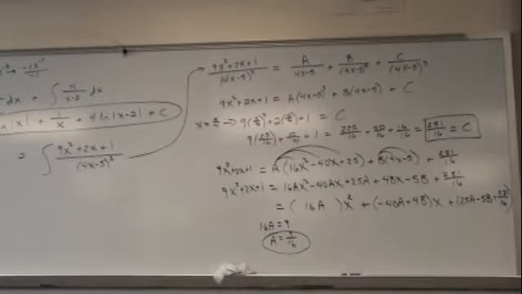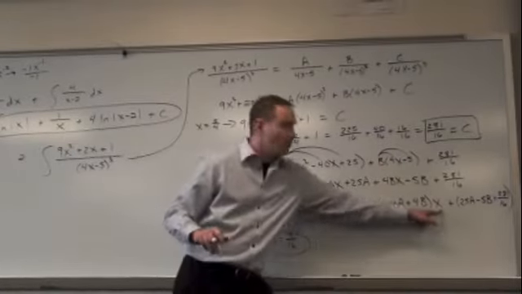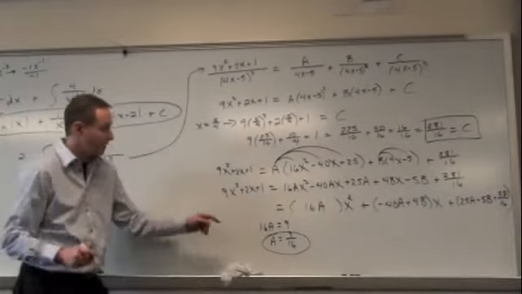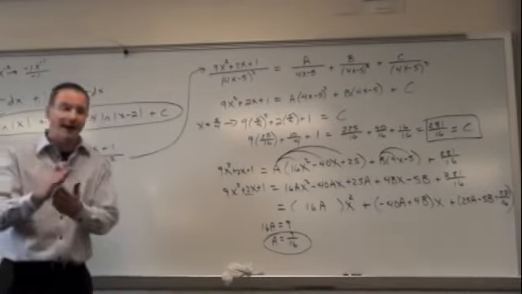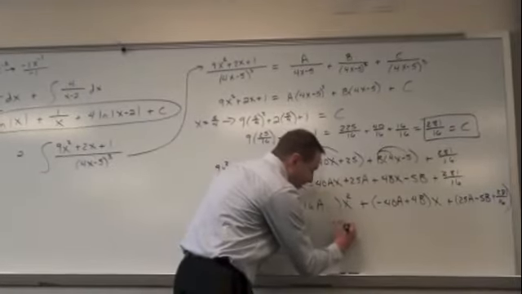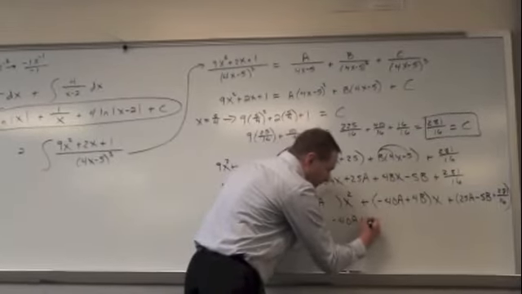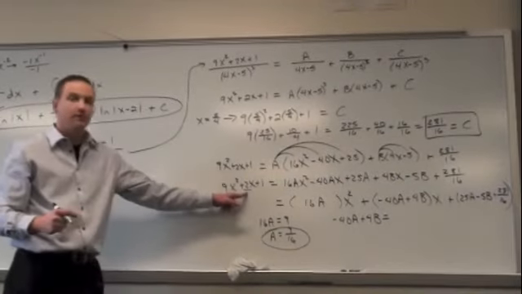Then you use that answer to solve for b. Here's the coefficient of x on the right-hand side, and here's the coefficient of x on the left, 2. What I'm 100% certain of is that negative 40a plus 4b has to be the coefficient of x. That's 2.